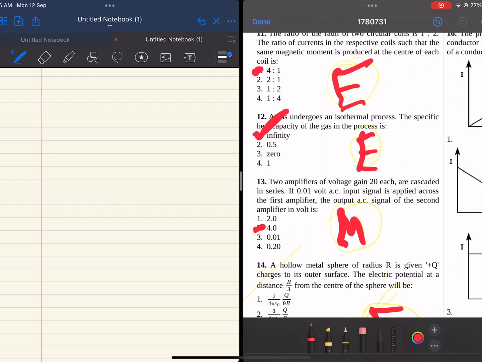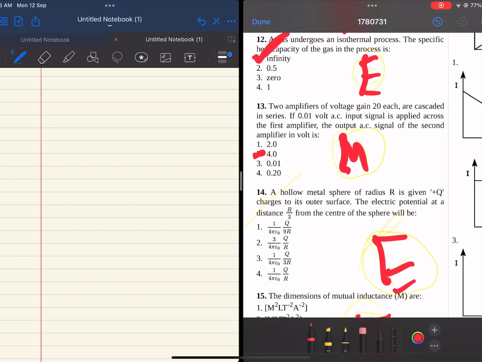We know that in a hollow metal sphere, the charge can only be distributed on the outer surface, so the electric field inside is 0. Therefore, the potential inside up to the surface is constant. That is, it's an equipotential surface. So the potential inside is the same as the potential at the surface, that is kq by r, which is q by 4 pi epsilon naught r. So the answer is option 4 for this question.